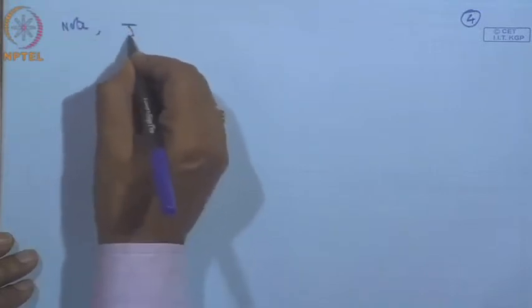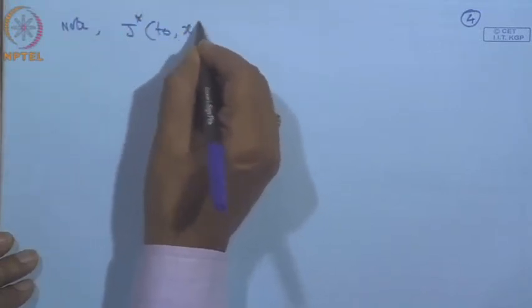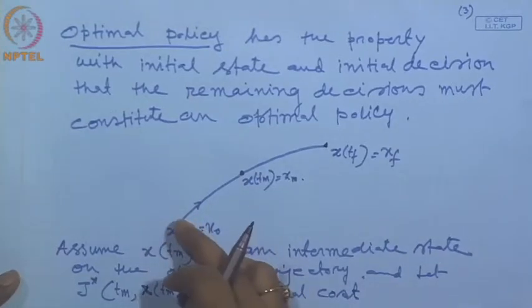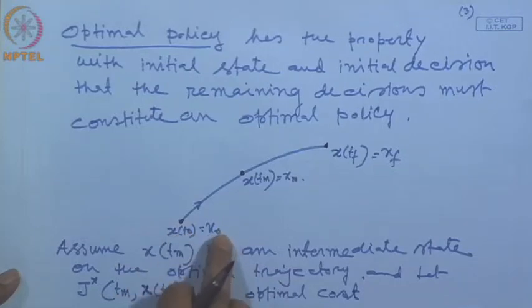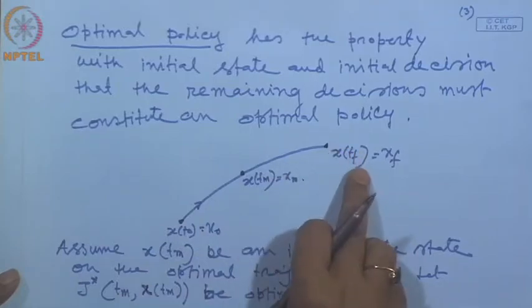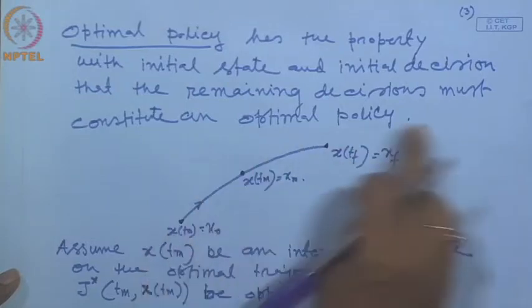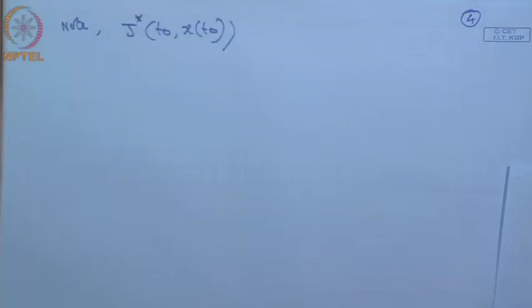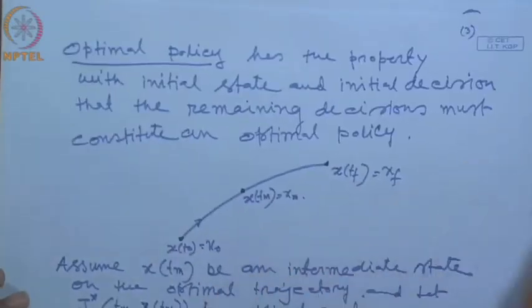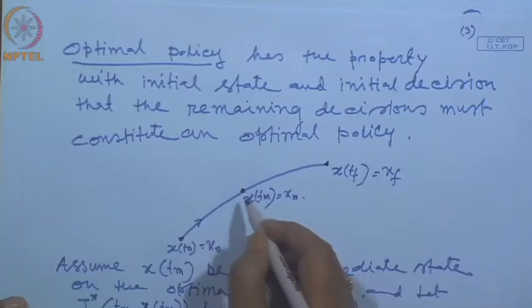Similarly, if we note J star of t0, x of t0, what does it mean? This indicates the optimal cost of moving the state from the initial state x of t0 at time t equal to t0 to the final terminating state x f at t equal to tf. That is denoted by this symbol. Agree? So, with the knowledge of this symbol, then you can say this one. This is the intermediate point.